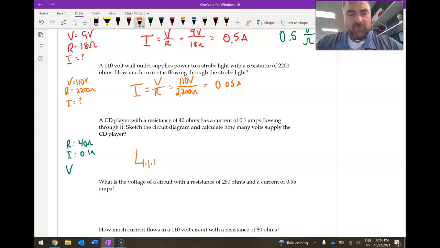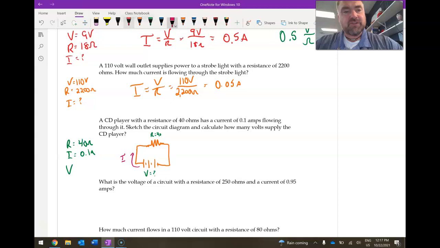Remember, this is my symbol for a battery or a voltage source. And then I have my conductors. It's going to come up and go into my CD player. Now, my CD player acts as a resistor, so I'm going to use the symbol for resistance. It doesn't have to be pretty, obviously, you see mine. And then it comes back around. So there's no switch, there's nothing. This is one of the simplest circuits we can do. We have our voltage source and a resistance, and we can label it. Here's my voltage, that's what I'm looking for. My resistance is 40 ohms. And the current flowing through, that's my I, and that's my 0.1 amps.